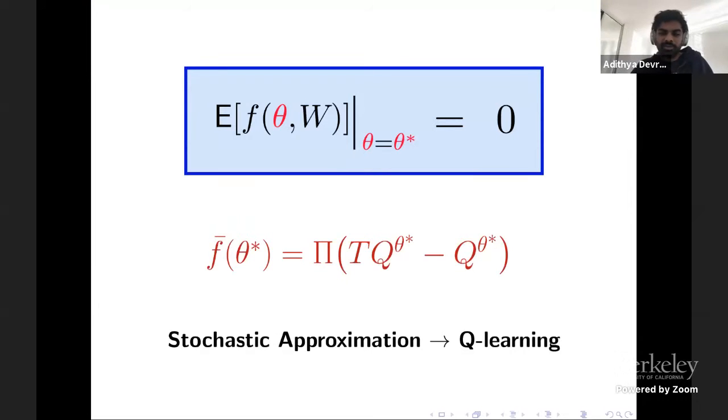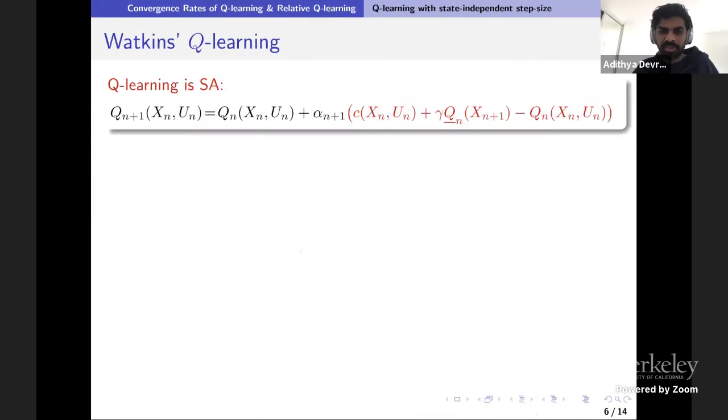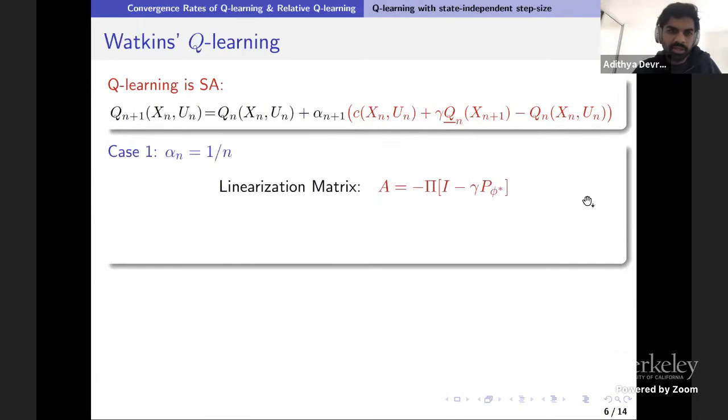Now that we have covered the convergence rate of stochastic approximation, let's apply it to Q-learning. Firstly, Q-learning is stochastic approximation. It is given by this recursion over here. Let's start with a simple step size, α_n equal to 1/n. In this case, the linearization matrix A can be written in this form over here.